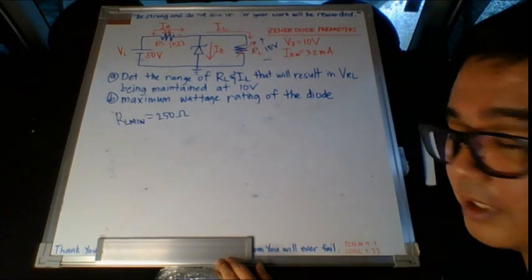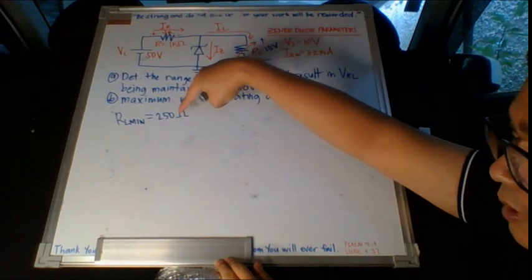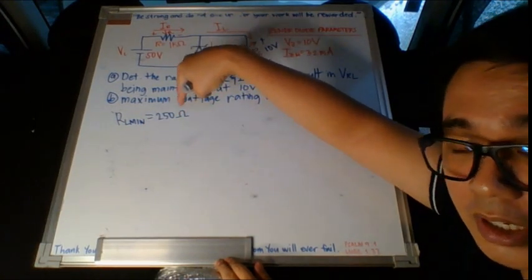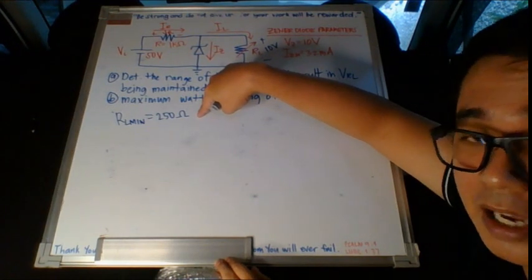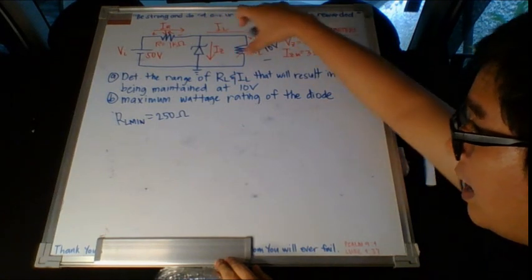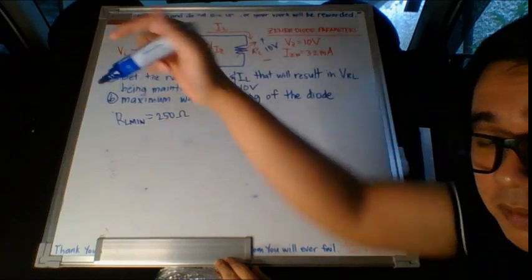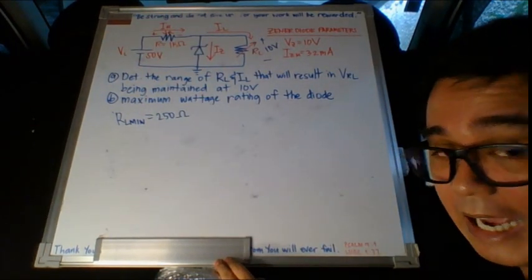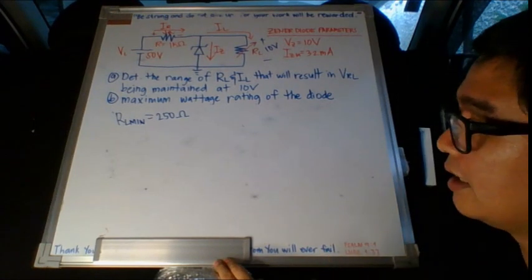Kanina ay nasolve na natin yung minimum load resistance, which is equal to 250 ohms. Itong 250 ohms na to, ang pinakamababa na value ng ating resistance para maging 10 volts yung voltahe natin dito. Alam na natin yung RL min, therefore we can solve for IL max. So, bakit IL max at hindi IL min?